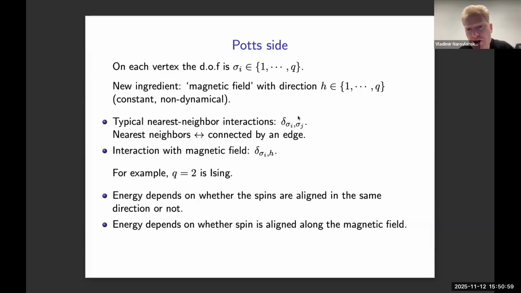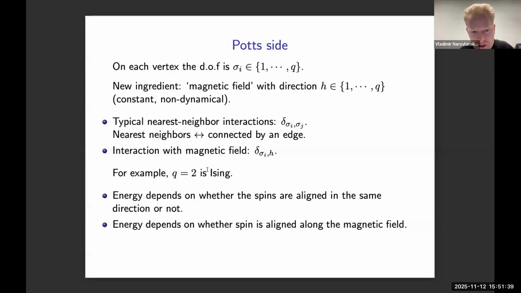Now, in the usual Potts model, there are two kinds of interaction. One is the usual nearest neighbor interaction, the Kronecker delta, where if the two nearest neighbors have the same Potts state, then we get 1, and otherwise we get 0. And always when I say nearest neighbor, I just mean two sites or two vertices that are connected by an edge. The other interaction is a similar interaction, but with a magnetic field. So you basically get 1 if your Potts degree of freedom is aligned with the direction of the magnetic field H, and 0 otherwise.